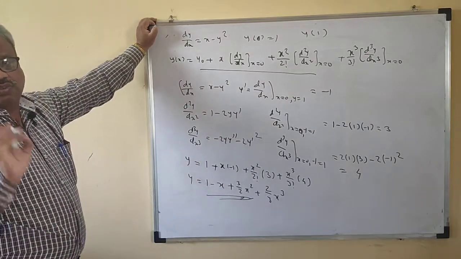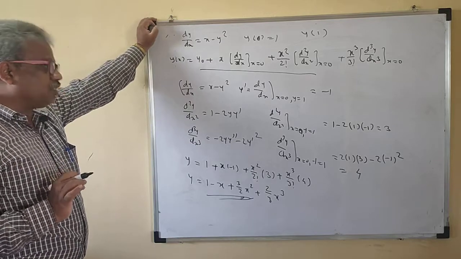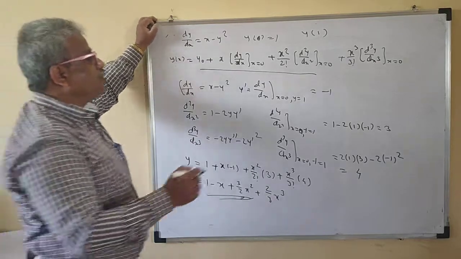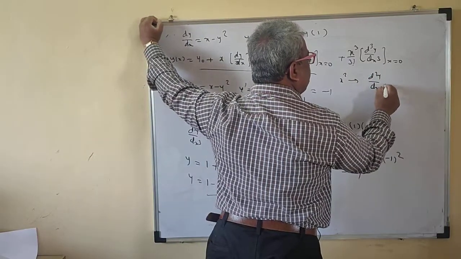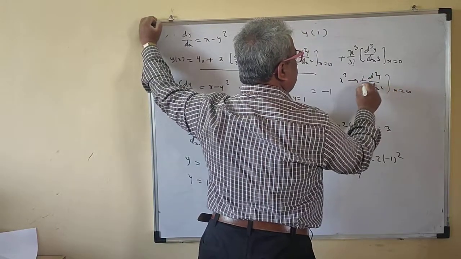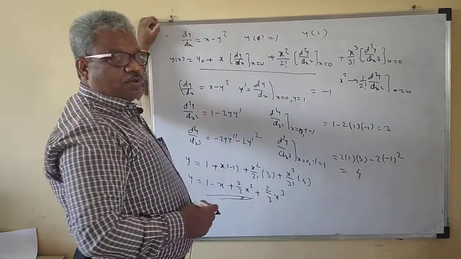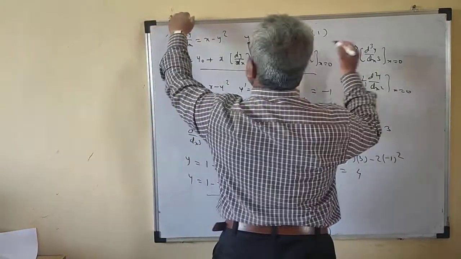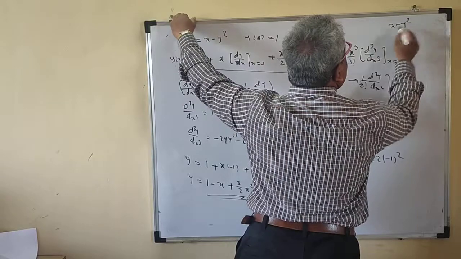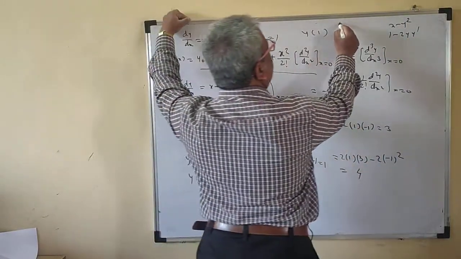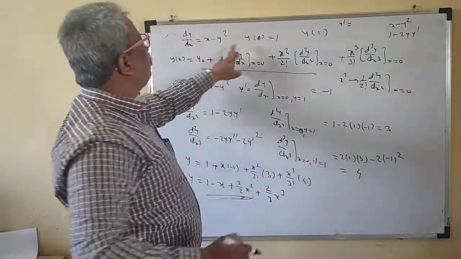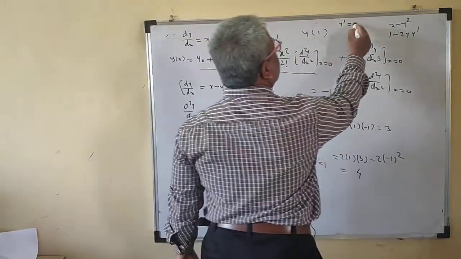So if they ask only to find the coefficient of x square, then if you want the coefficient of x square, this is d2y by dx square at x is equal to 0, times 1 upon 2 factorial. What is this dy by dx? It is x minus y square. The differential is 1 minus 2y y prime. So we need the value of y prime. How to find the value of y prime? Put x is equal to 0, y is equal to 1. So y prime is minus 1 now.